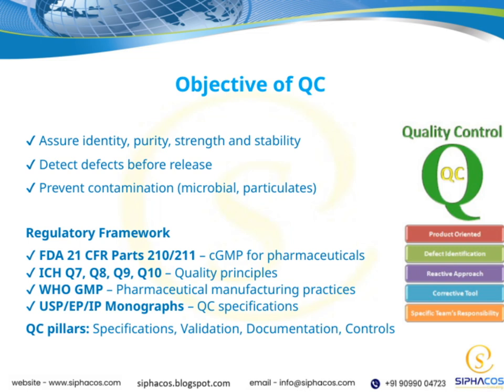Now, turning to the regulatory framework that guides our QC activities. For pharmaceuticals, we adhere to the FDA's 21 CFR Parts 210 and 211, which outline current good manufacturing practices, or CGMP. These regulations set the standards for manufacturing, processing, packaging, and holding drug products to ensure quality and safety.